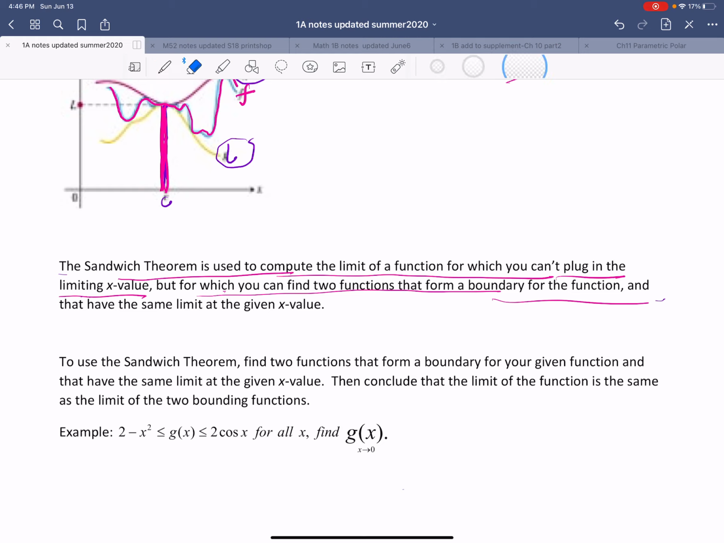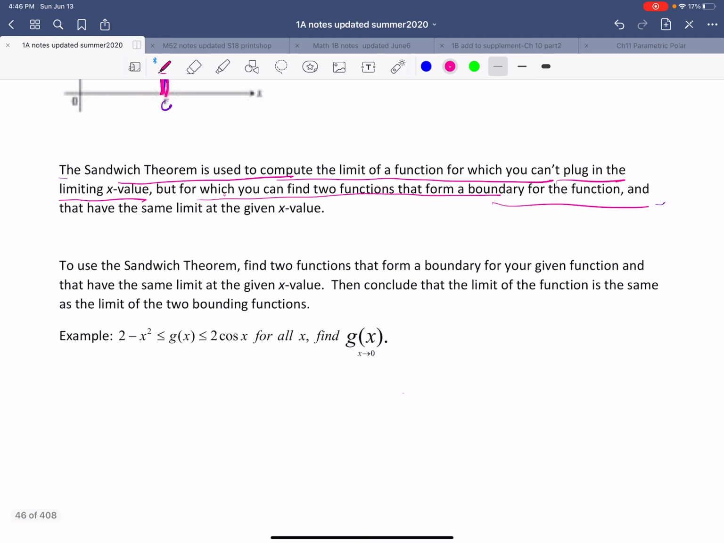We couldn't compute the limit as x approaches c of f of x directly, but because we sandwiched it between those two other functions, the upper bound and lower bound functions, and they have the same limit, we can say the limit as x approaches c of f of x is the same number. All right, let's see some examples of the sandwich theorem.